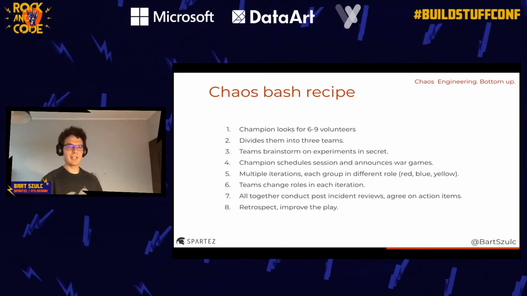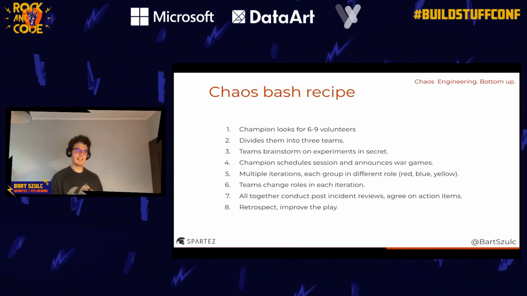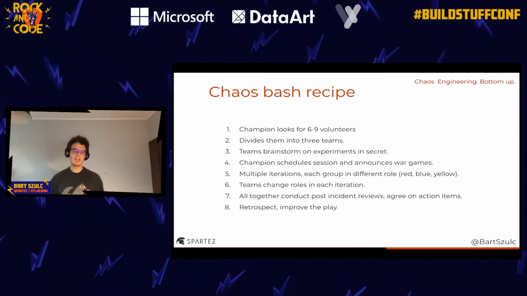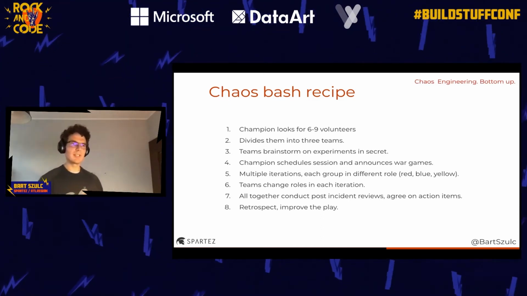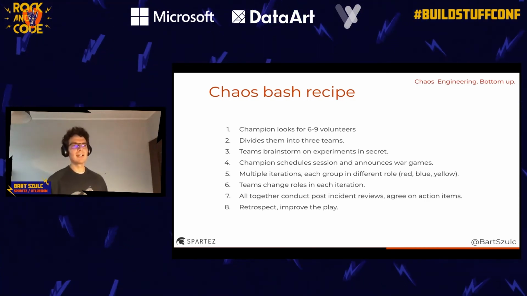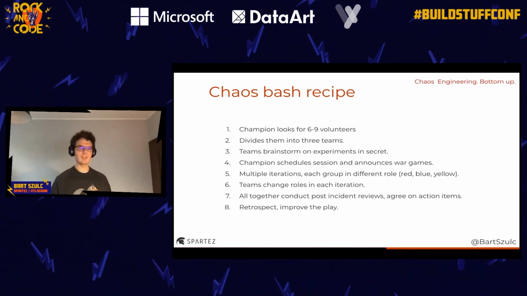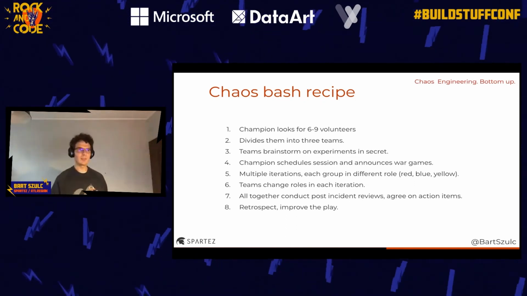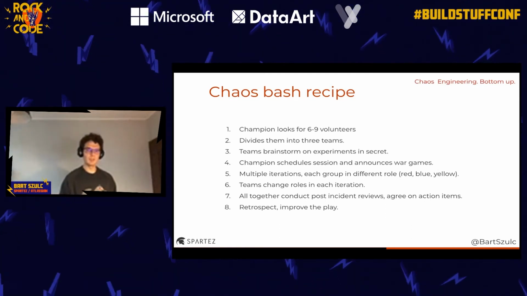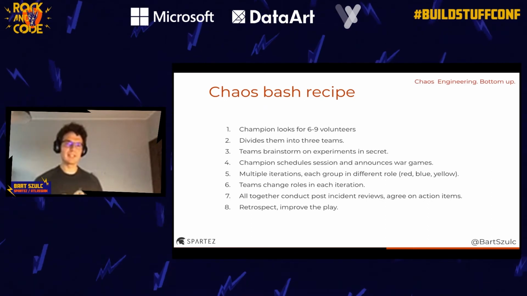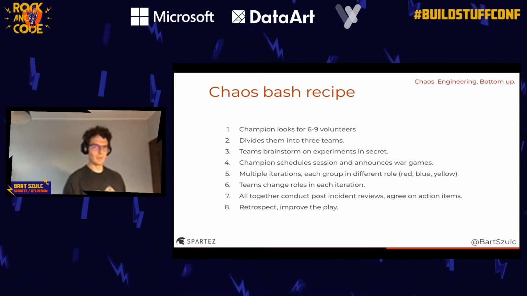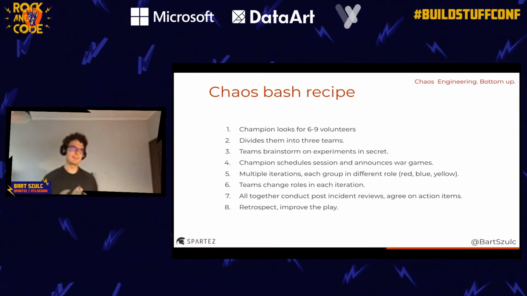Those teams brainstorm experiments in secret. So the other team is not aware of what experiments are going to be executed against the system. It's the responsibility of the Chaos Bash champion to schedule the Chaos Bash session and announce the session to all the people who will be or potentially could be affected. For instance, if we are running the session against the dogfooding environment, inform people who use our product internally.